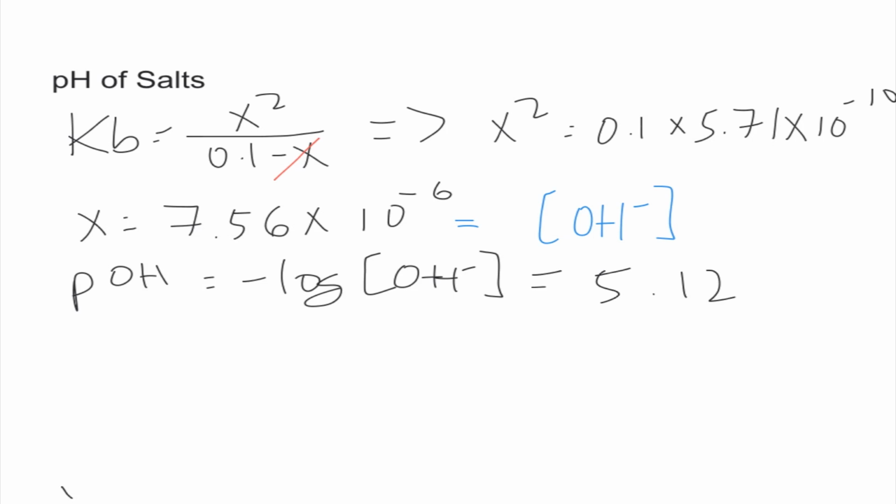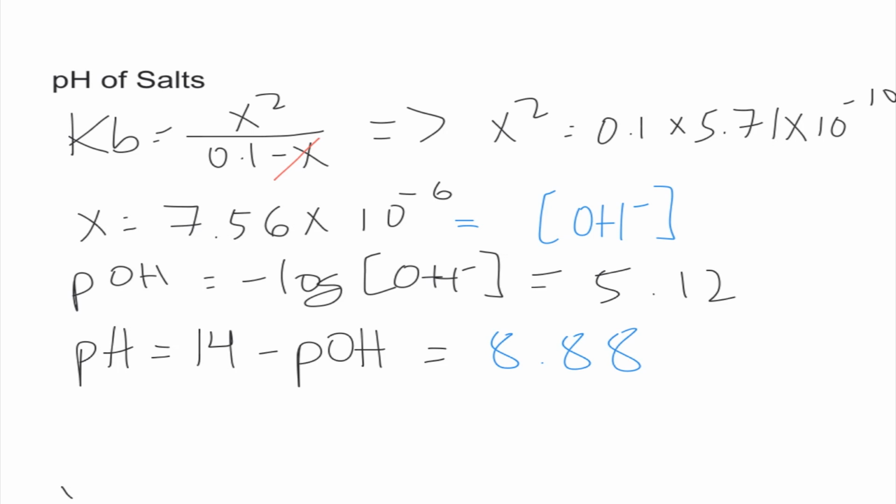5.12. And we wanted to get the pH of the salt, not the pOH. So we just need to do one more final step, and that is that the pH is equal to 14 minus the pOH, and that is equal to 8.88, about. Remember that this is somewhat rounded, so it can actually vary a little bit. And that pretty much sums it up for this video.